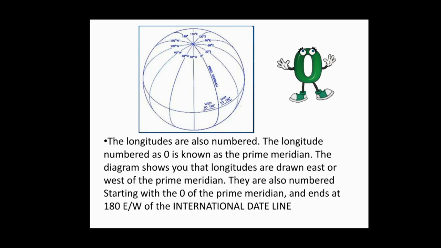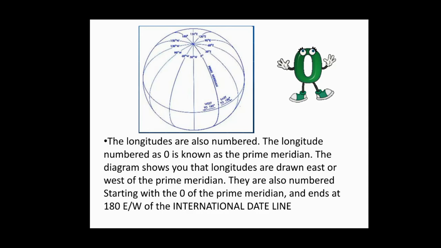Longitudes are also numbered like latitudes. So, what is 0 degree latitude? Yeah, it's equator. The same way, 0 degree longitude is prime meridian. This divides the earth into two hemispheres, that is eastern hemisphere and the western hemisphere.